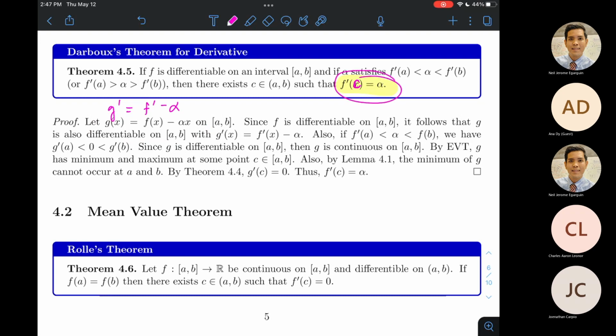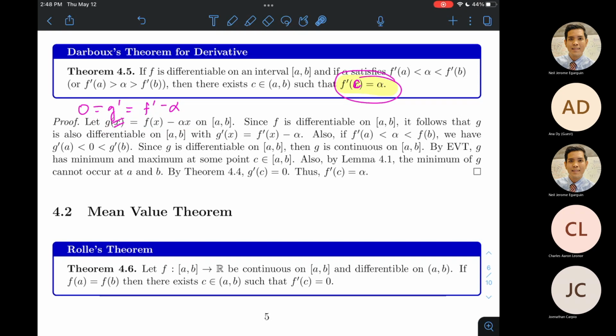And that is equivalent to finding a number c who is a root of g prime. Kasi pag si g prime ay naging 0 kay c, ibig sabihin si f prime at c minus alpha ay equal rin kay 0. Transposing the alpha to the other side will give us f prime of c equals alpha for that particular value of c. Kaya siya napilitan na, okay, ito kaya yung i-consider ko.